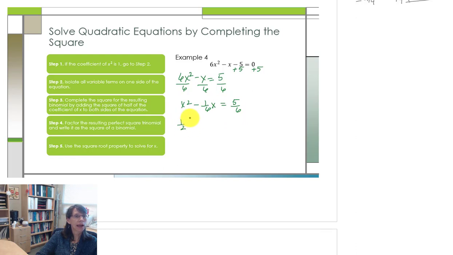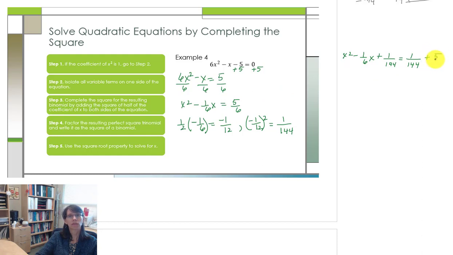We're looking now for half of negative 1/6, and that would equal negative 1/12. The next thing we need to do is take negative 1/12 and square it, and negative times a negative will give us a positive 1 over 144. We're starting with x squared minus 1/6 x plus 1 over 144 equals 1 over 144, and it looks like we had a positive 5/6 already on the right hand side, so plus 5/6.